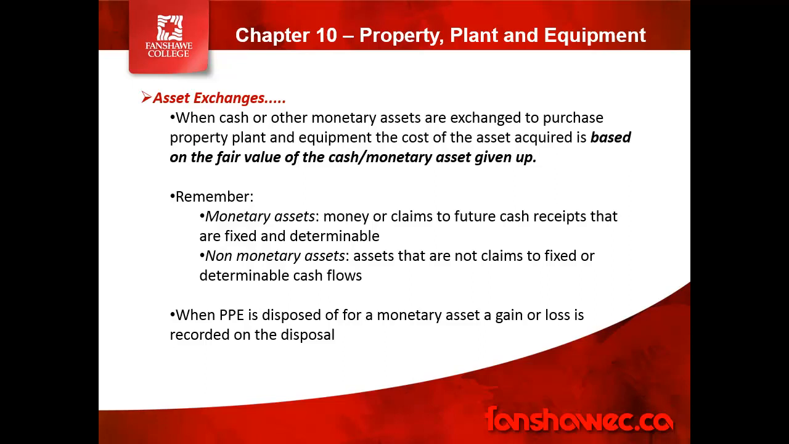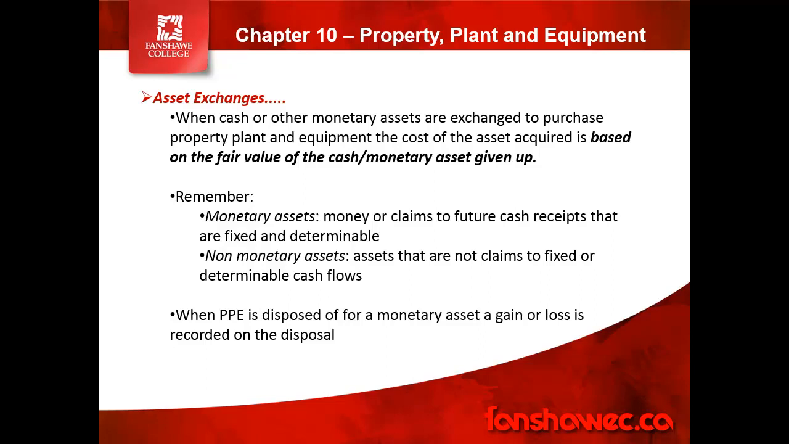100% of the complexity with asset exchanges surrounds one number in the journal entry that we require for the asset exchange. At its base, at heart, an asset exchange is just a simple disposition of an asset. The primary difference is that instead of the main compensation you get back being cash, you're getting another physical asset.